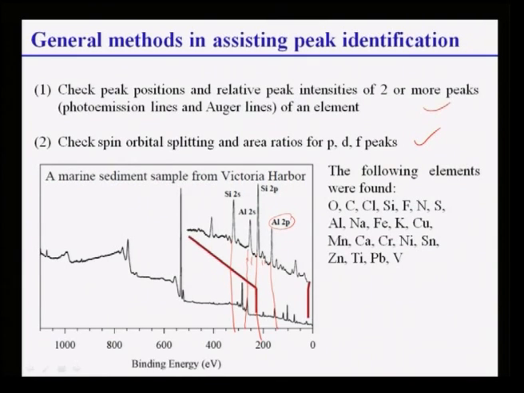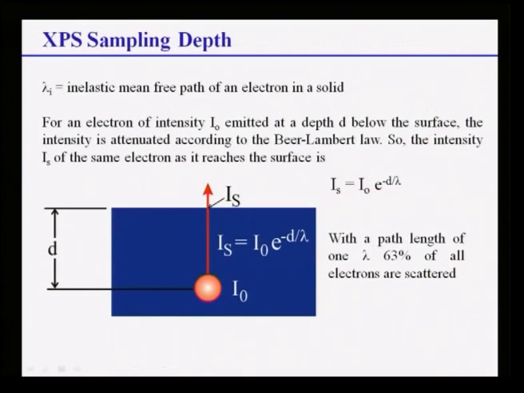And if you scan the whole thing, there are many peaks. First thing is this, you can find oxygen, carbon, chlorine, silicon, nitrogen, aluminum, sodium, so many peaks are observed. So that is what they have done by just checking the peak positions.